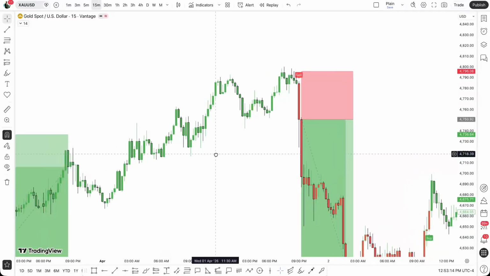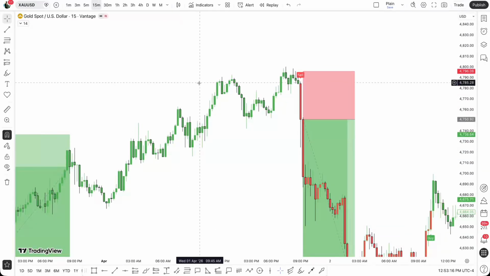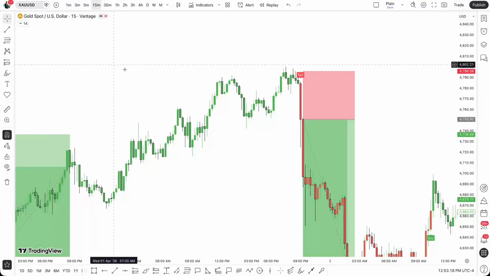After you've logged into your TradingView account, open any asset of your choice. In my own case, I'm using gold. Once you open the asset of your choice, go to the 15 minutes time frame. Then the next thing is to add these indicators that I have on the chart.